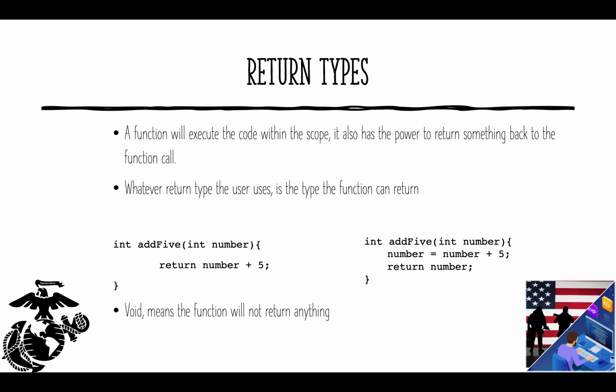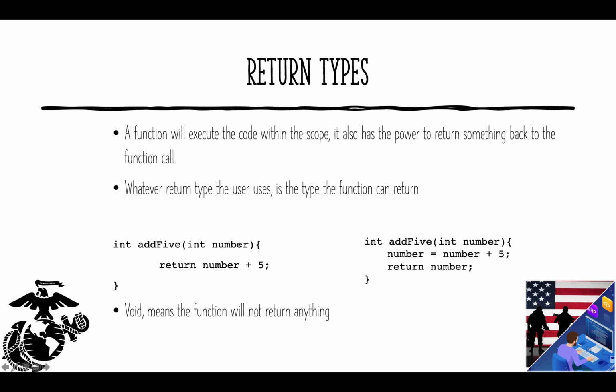A function will execute the code within its scope. It then has the power to return something back to the function call. Whatever return type the user uses is the type that the function can return. So let's look at these two. We have the int as our return type, which means this function can only return anything that is an integer value. And then we give it our own specific name. We're going to call this add5, and this here is called a parameter.